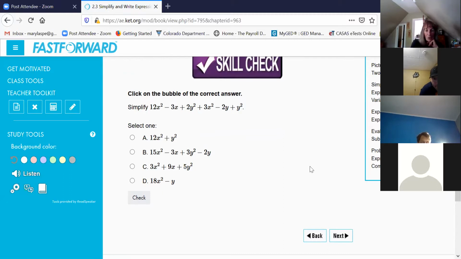Okay, so this just complicates things a little bit because there are some x's, some x squareds, some y's, and some y squareds. Can't combine the x squareds with the y squareds. How many x squareds do we have?